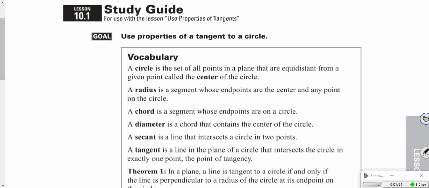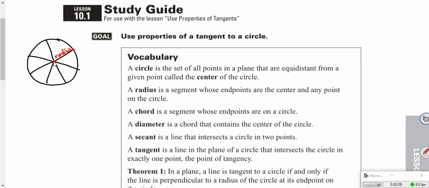A circle is a set of all points in a plane that are equidistant from a given point called the center of the circle. So if I have a center right here and I draw a circle around it, every point, all of these coming out, kind of like spokes on a wheel, are all equidistant from the center to the outside of the circle. A radius is a segment whose endpoints are the center and any point on the circle. So obviously, this is a radius, from the center to the point on the edge of the circle.